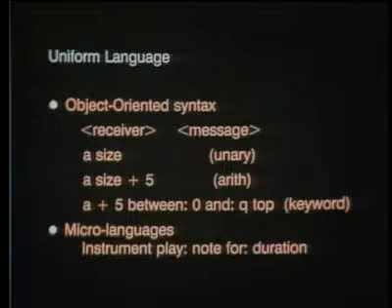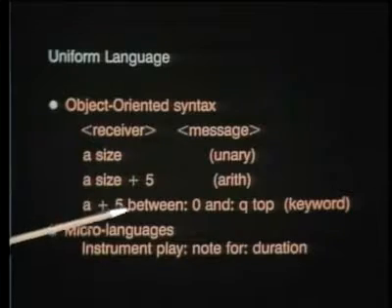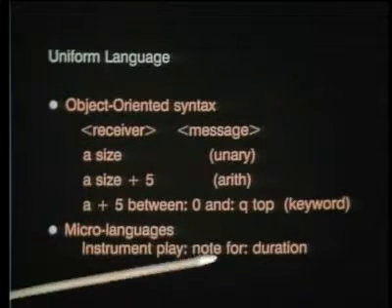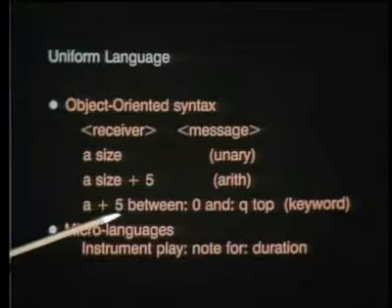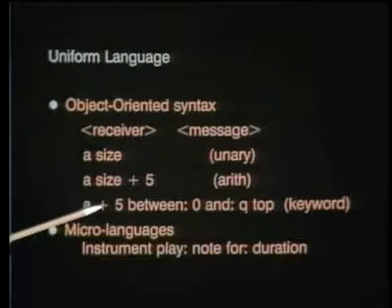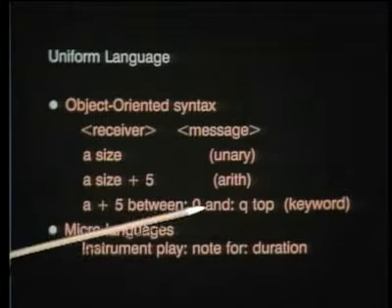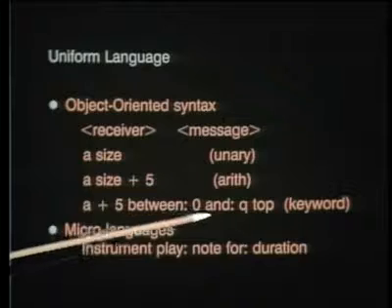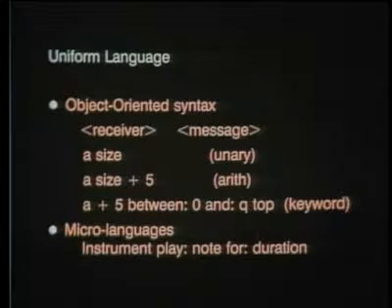And then for larger procedure calls, if you will, that have several parameters, you can compose a message in the following way. This reads as A plus 5 between 0 and Q top. That would be evaluated by sending the message plus 5 to A, getting some result, and that result would be sent the message between, with two parameters, 0 and the top limit, Q top.